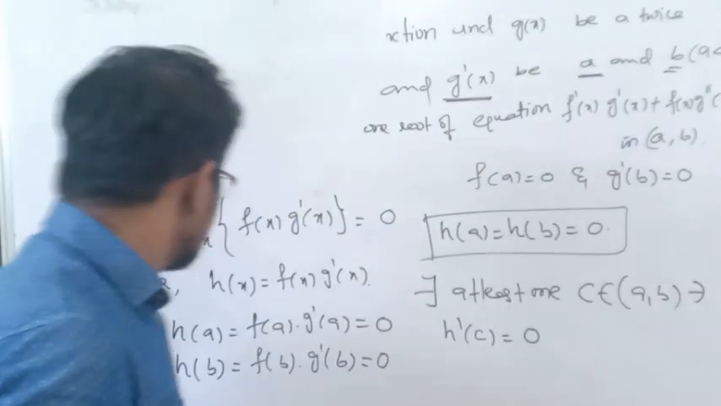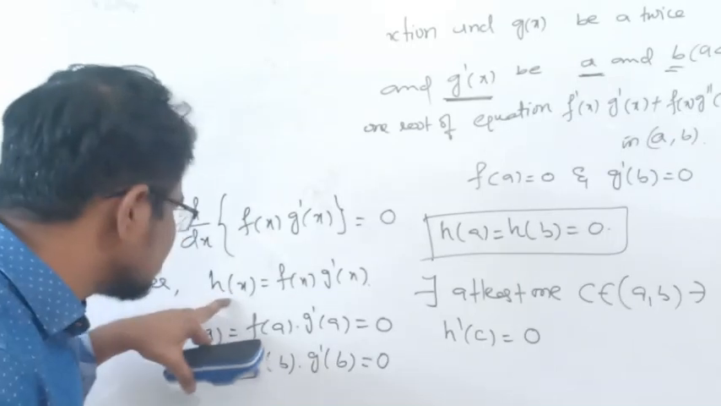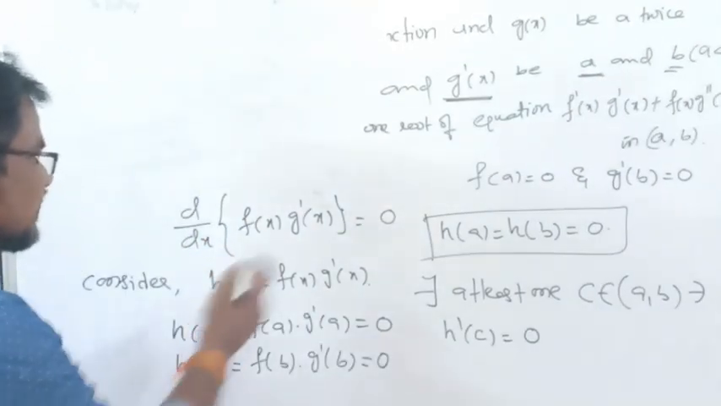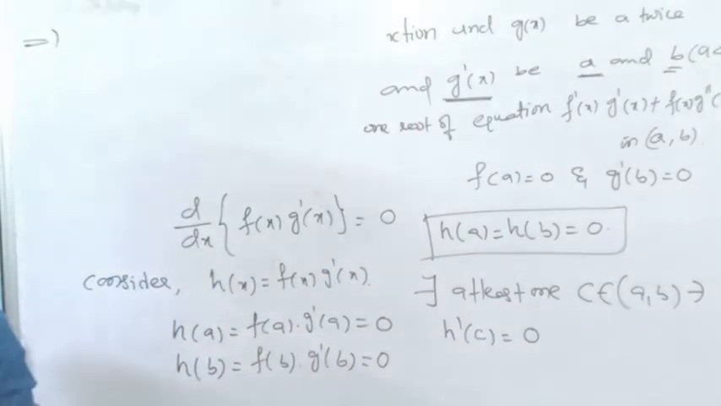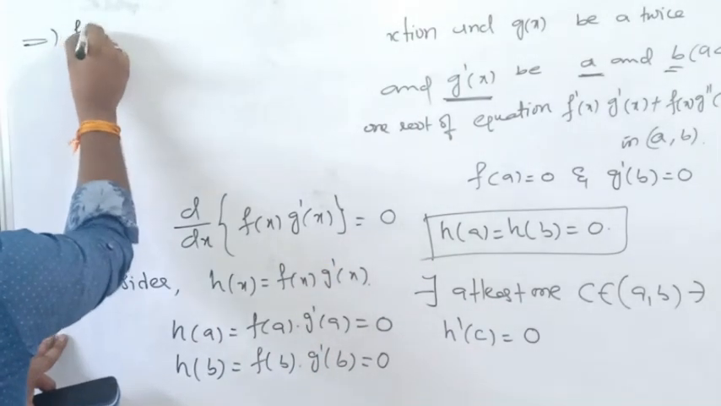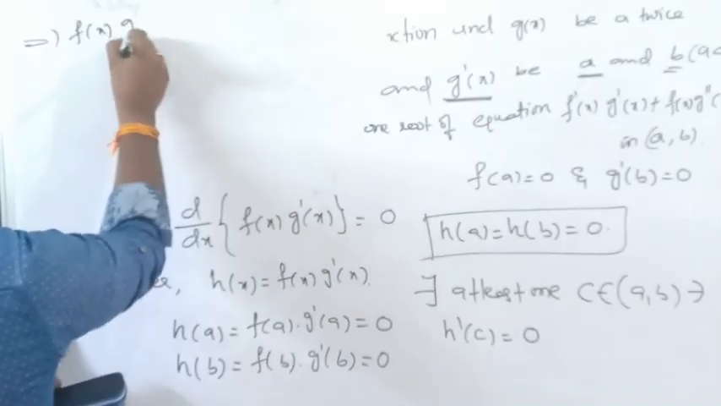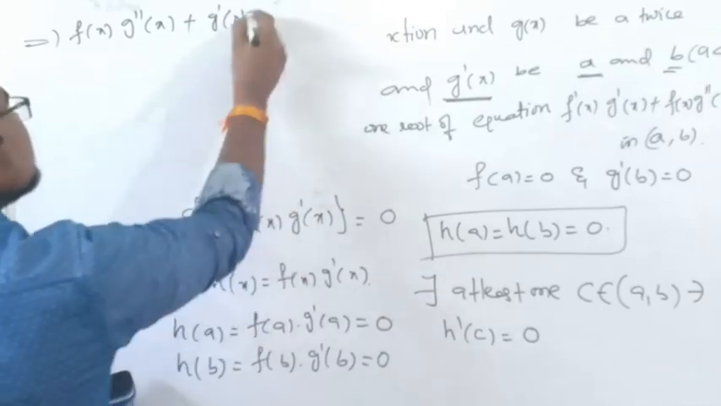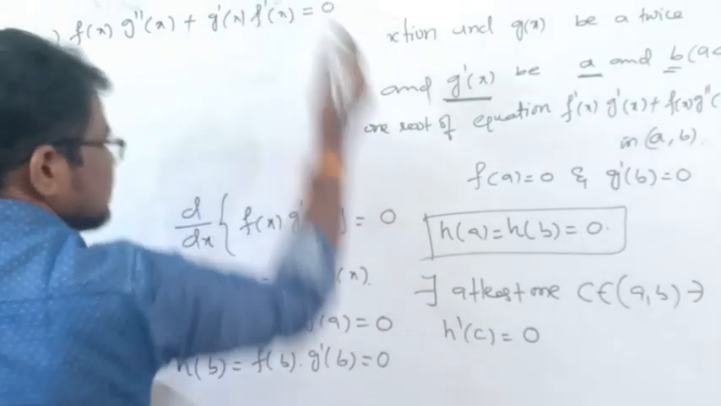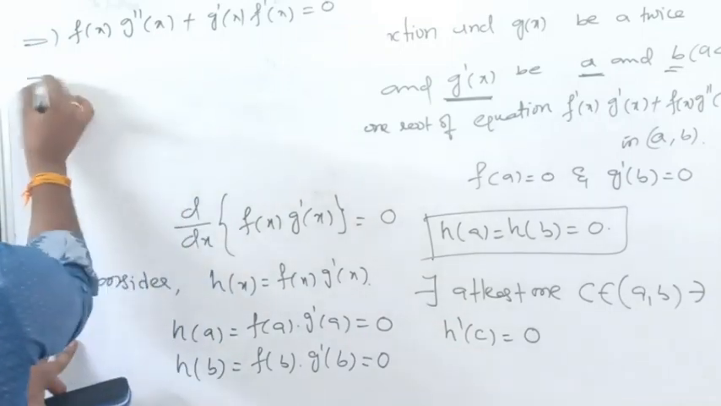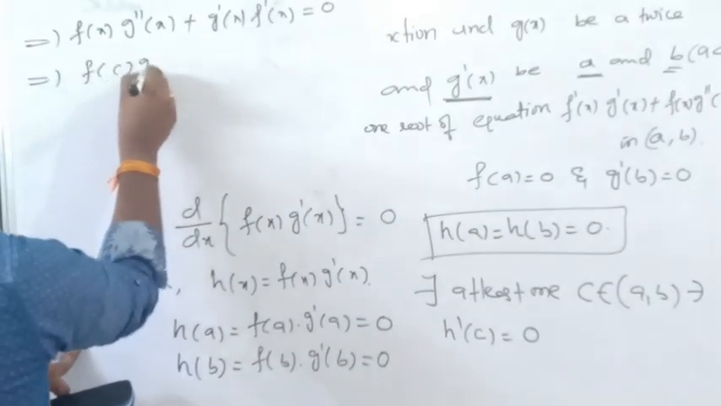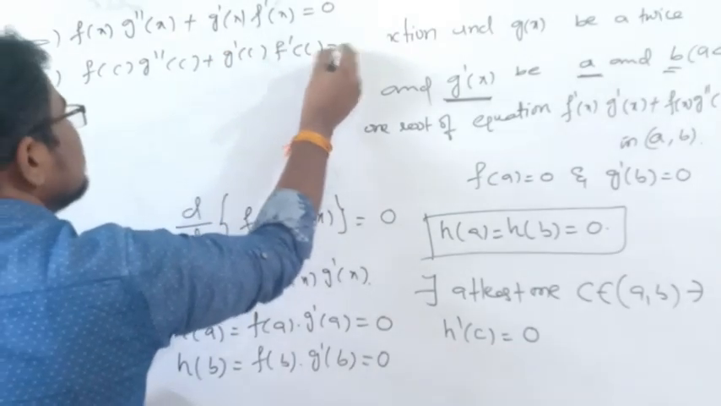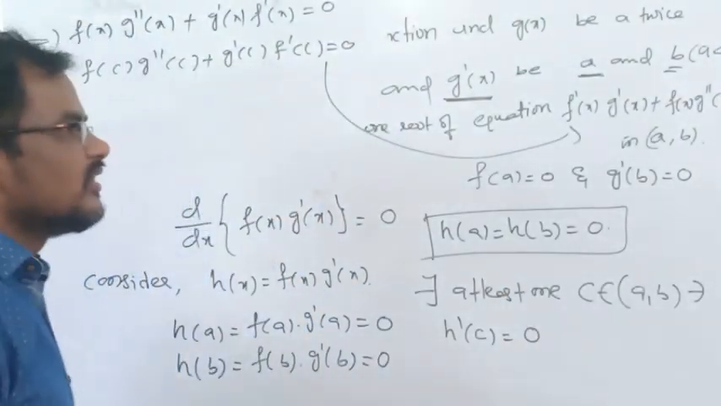Now h dash of c. H of x is f of x into g dash of x. H dash of x implies f of x, differentiation of this is g double dash of x, plus g dash of x, differentiation of this is f dash of x, equal to 0. Here h dash of c equal to 0, replace x by c: f of c g double dash of c plus g dash of c f dash of c equal to 0. Satisfied or not? That only we have to show.